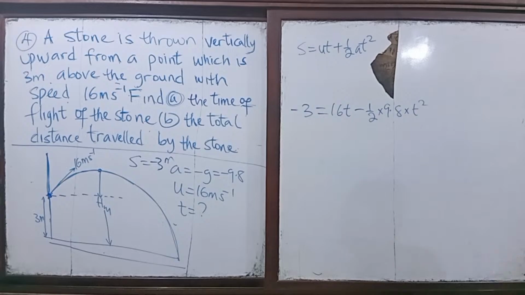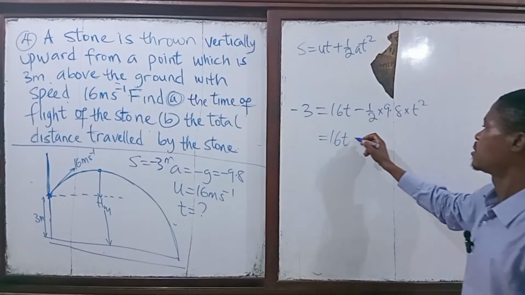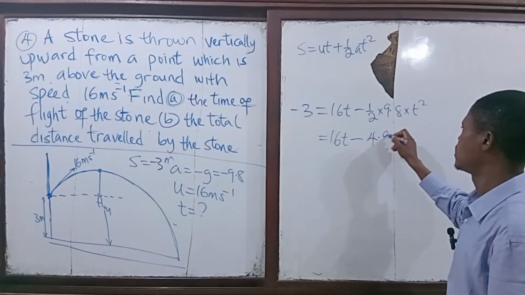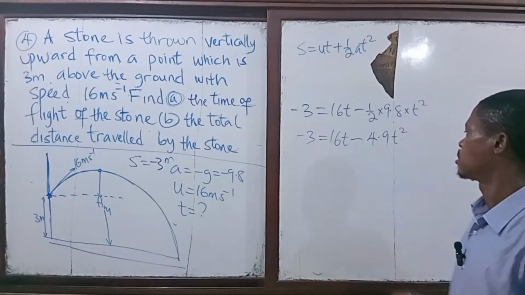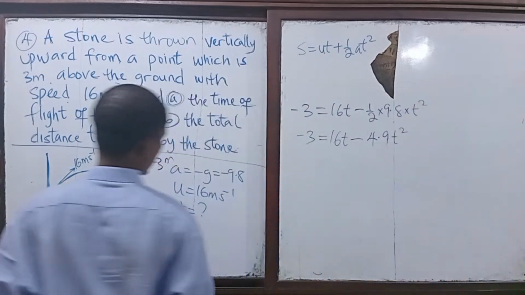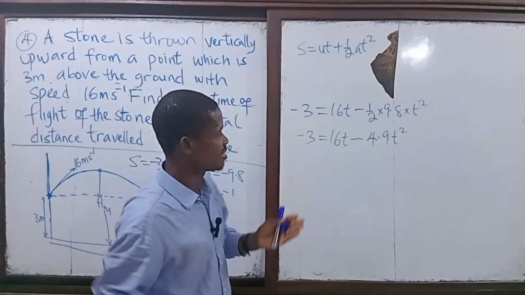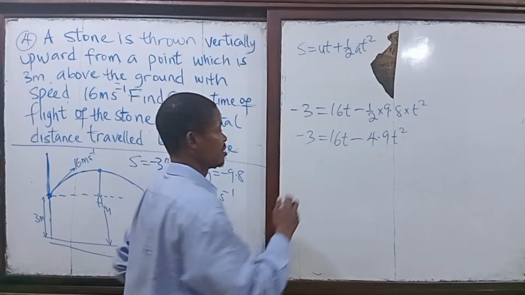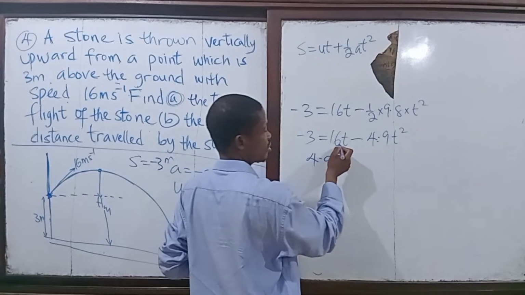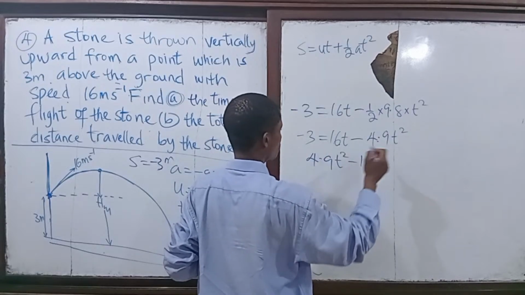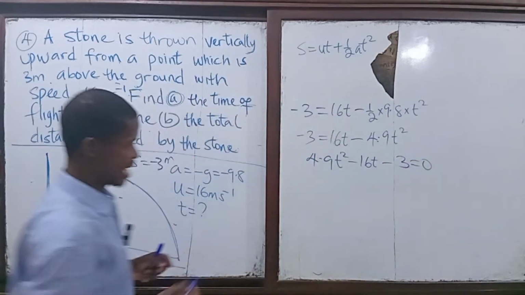Then we have 16t, minus half times 9.8, that's 4.9 t squared, minus 3. This has formed a quadratic equation, so we can move all the parameters to one side: 4.9 t squared minus 16t minus 3 equals 0. That's what we have.